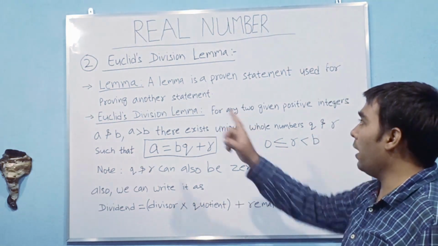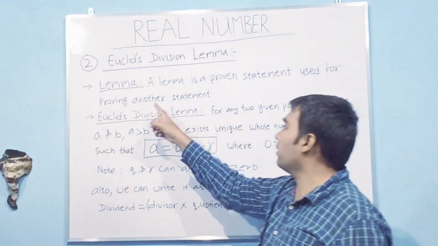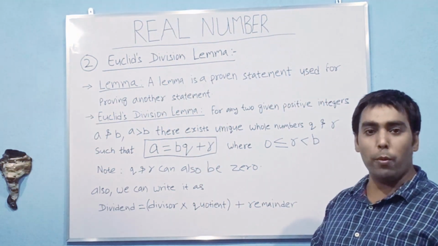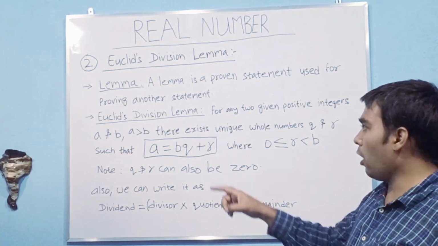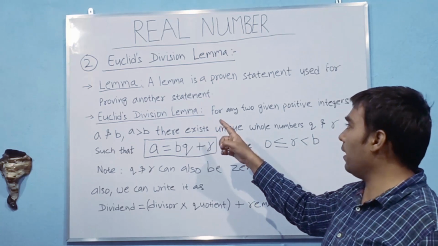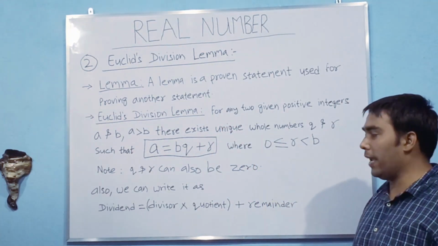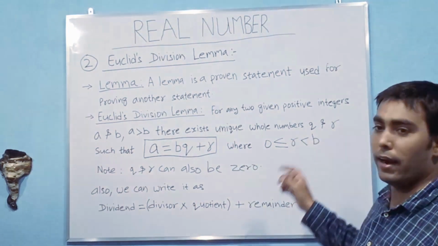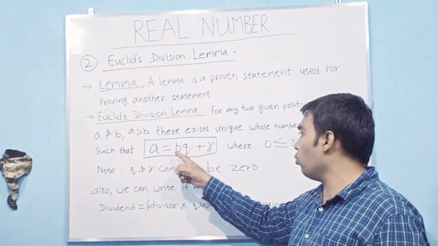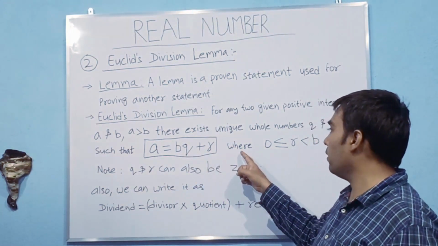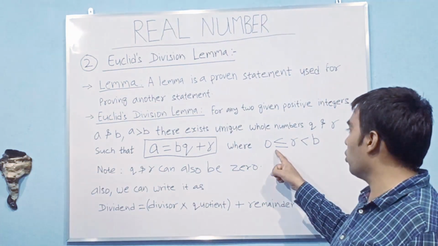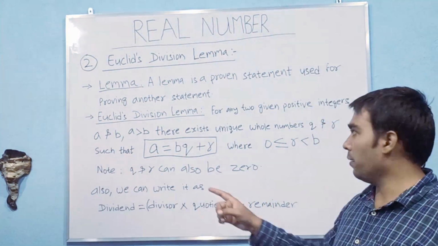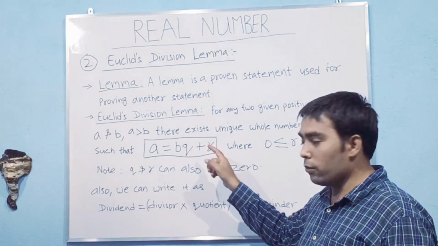What is a lemma? A lemma is a proven statement used for proving another statement. It has already been proved and then we use it to prove another statement. That is a lemma. Now Euclid's division lemma is stated as: for any two given integers a and b, a greater than b, there exist unique whole numbers q and r such that a equals bq plus r, where r is greater than or equal to 0 and less than b. Note, q and r can also be 0.